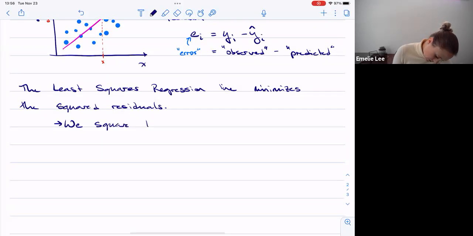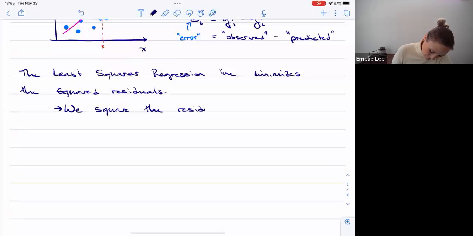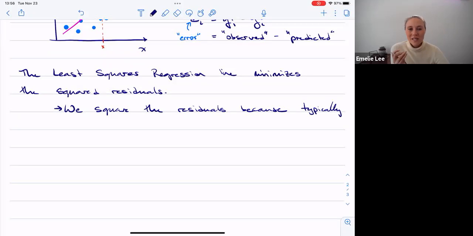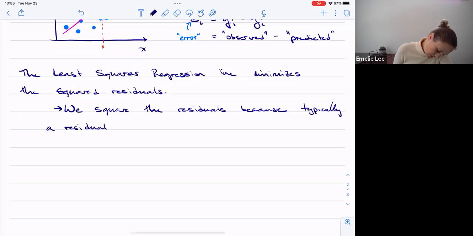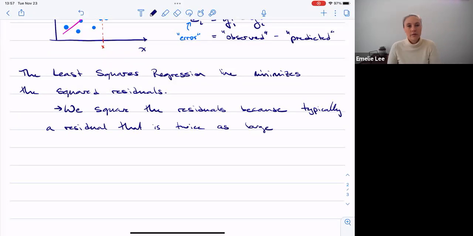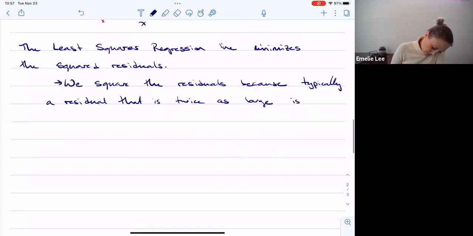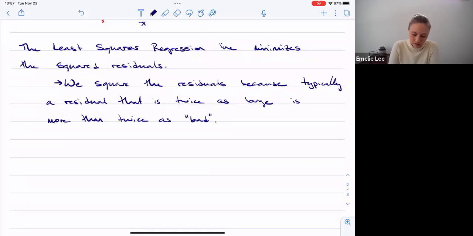We square the residuals because typically a residual that is twice as large is usually more than twice as bad. Okay, bad for the model.